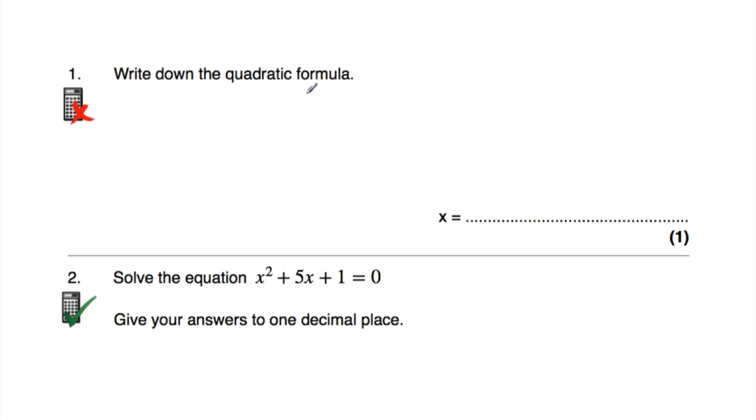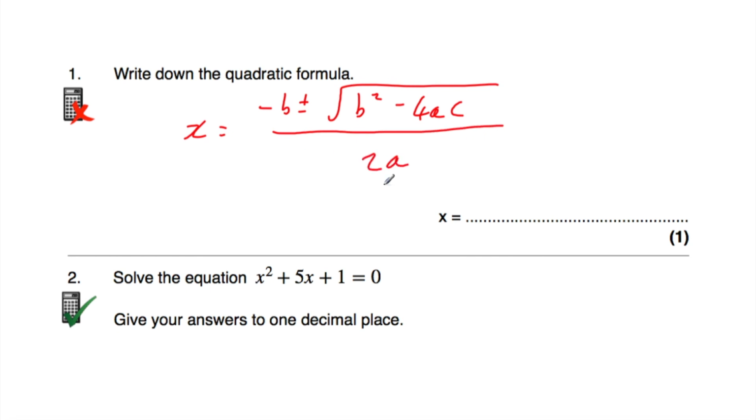Question number one says, write down the Quadratic Formula. So the quadratic formula is x equals negative b plus or minus the square root of b squared minus 4ac all divided by 2a. And that's it. That's the quadratic formula. So x equals negative b plus or minus the square root of b squared minus 4ac all divided by 2a. Okay, let's have a look at question number two.